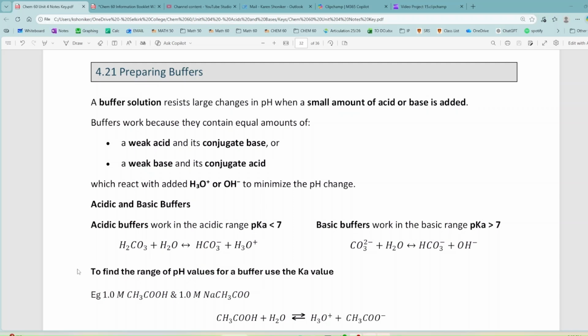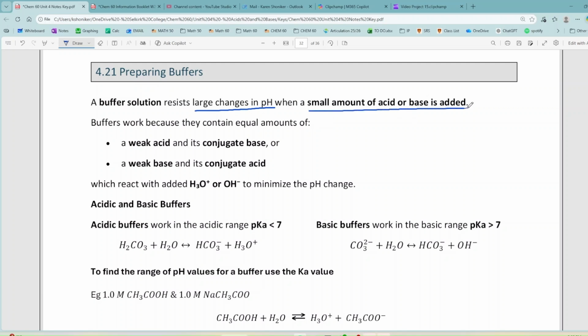So, our last topic on acids and bases is something entirely different, which is buffers. A buffer solution is something that resists large changes in pH when a small amount of an acid or a base is added. Buffers work because they contain equal amounts of a weak acid and its conjugate base, or a weak base and its conjugate acid. And what that means is that you will react with the added hydronium or hydroxide to minimize the pH change.